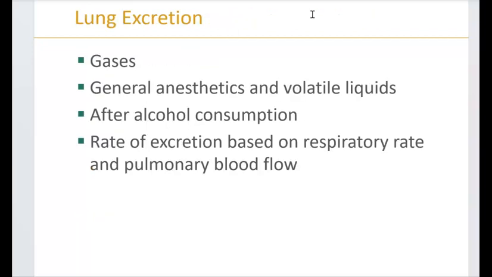In our lungs, in our gas exchange, we can have lungs participate in excreting a drug from the body. Think about general anesthetics. After alcohol consumption, you also can excrete things through the lungs. The rate of excretion is based on the respiratory rate and the pulmonary blood flow. That makes sense.